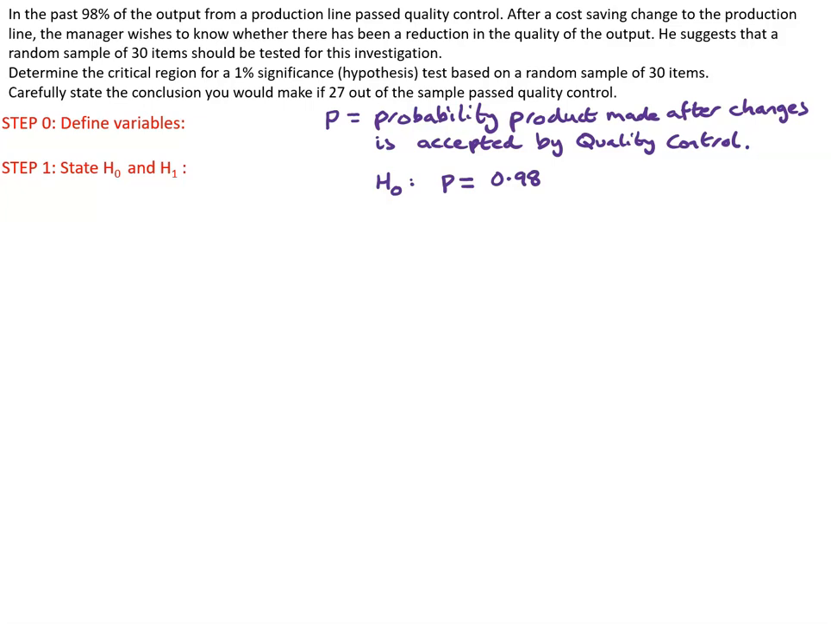Now the manager wishes to know whether there has been a reduction in the quality of the output. So what we're worried about is whether P might now be smaller than 0.98. So our alternative hypothesis for this test is going to be P is less than 0.98.